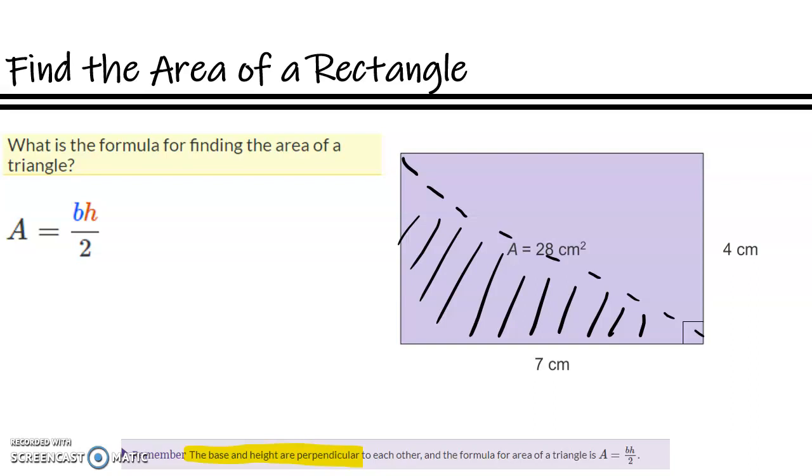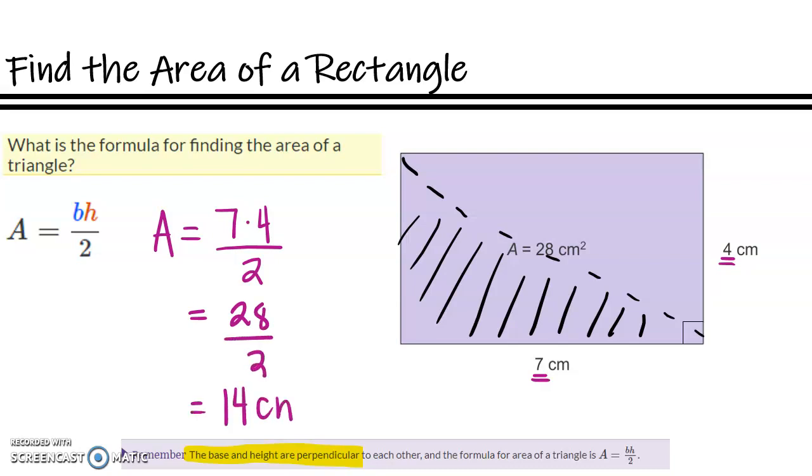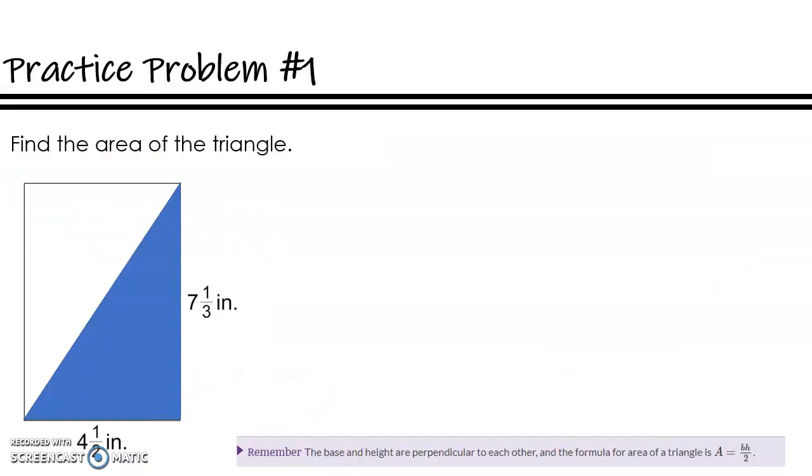Okay. So in order to solve this one, we would say the area equals the base, 7, times the height, 4, and you divide that by 2. 7 times 4 is 28. 28 divided by 2 is 14. So 14 centimeters squared would be the area of this triangle here. Go ahead and see if you can try this one on your own, and then we will talk about it.